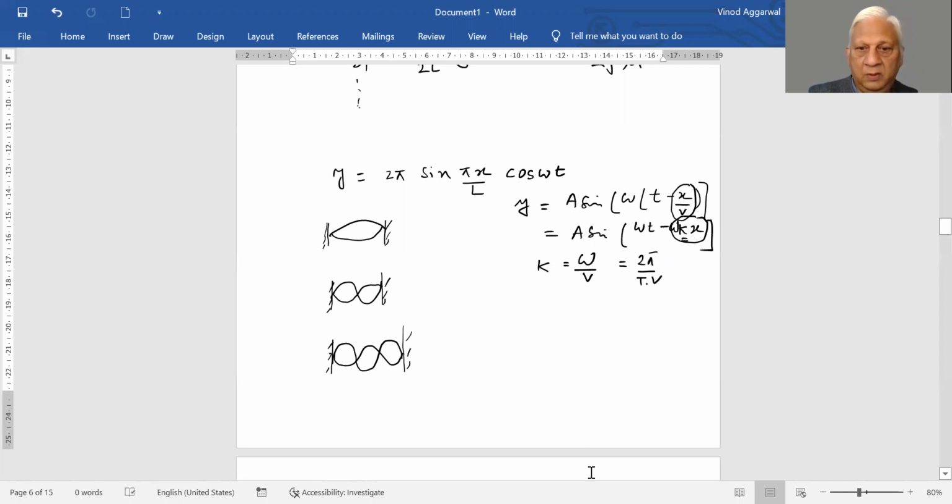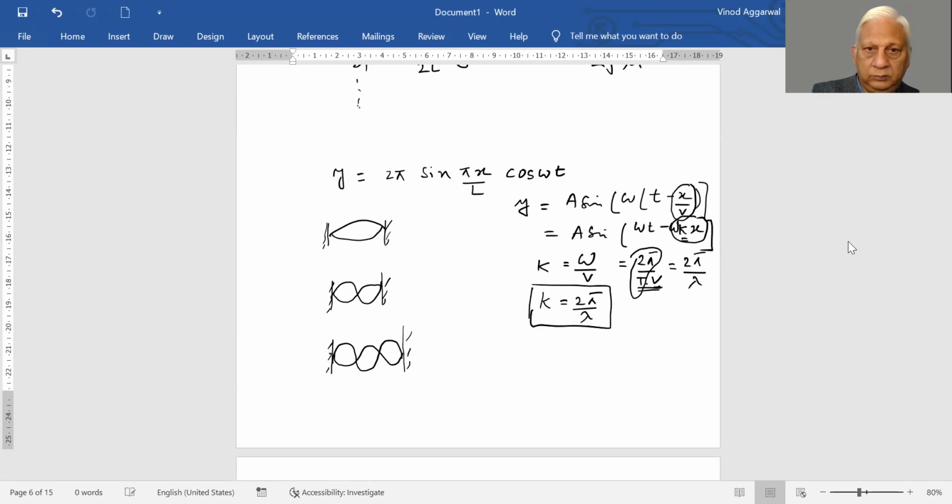This is our omega. This is our V. And this is also velocity times time period, which is lambda. So K is 2 pi by lambda. K is called the wave number.